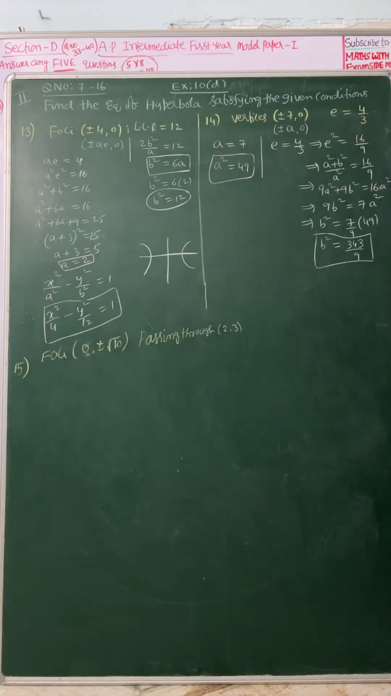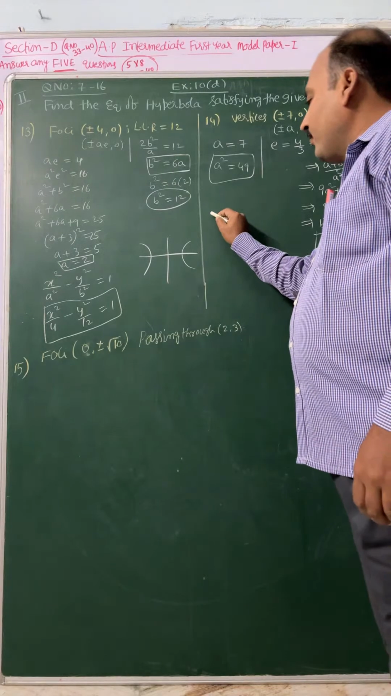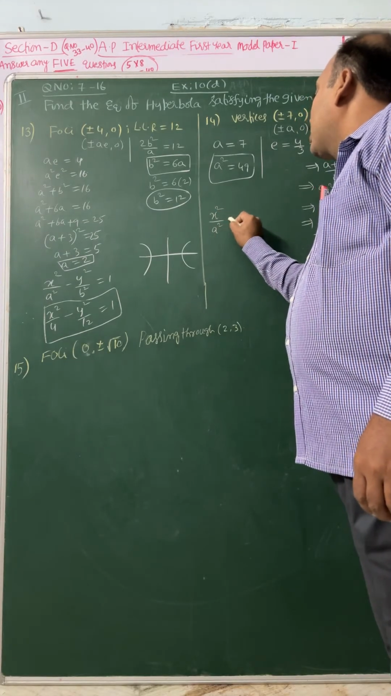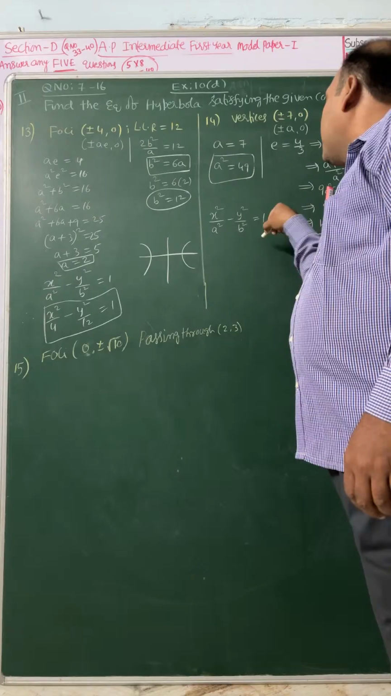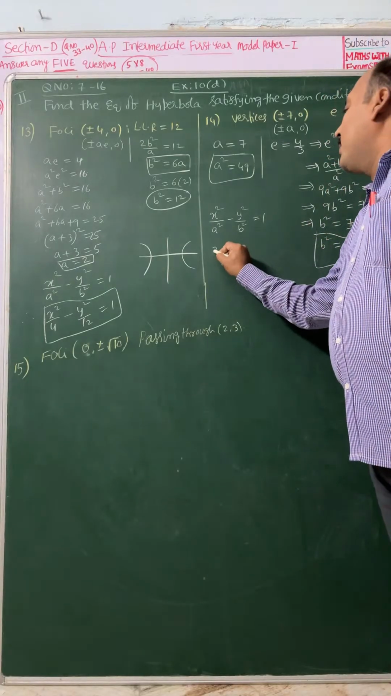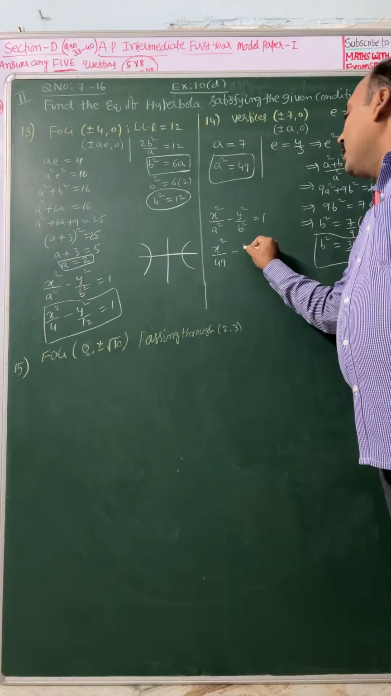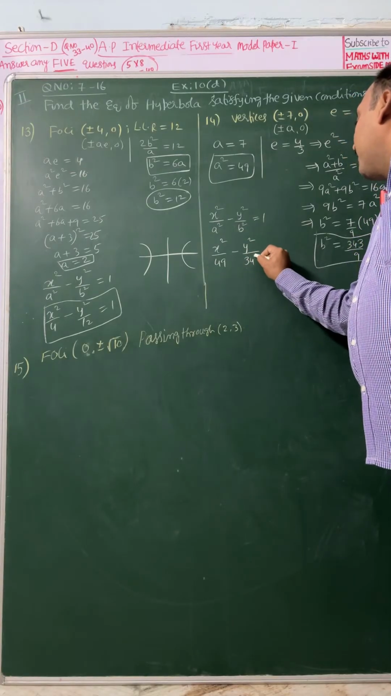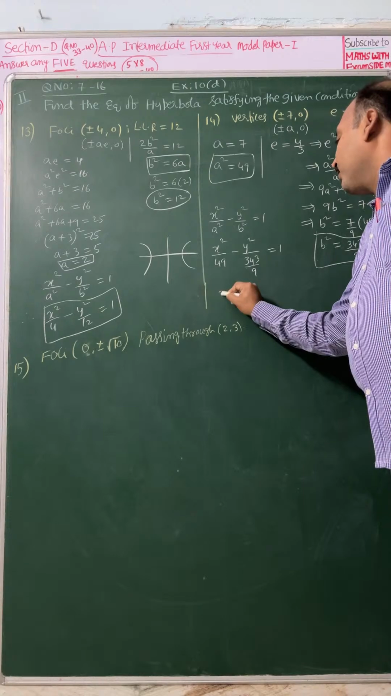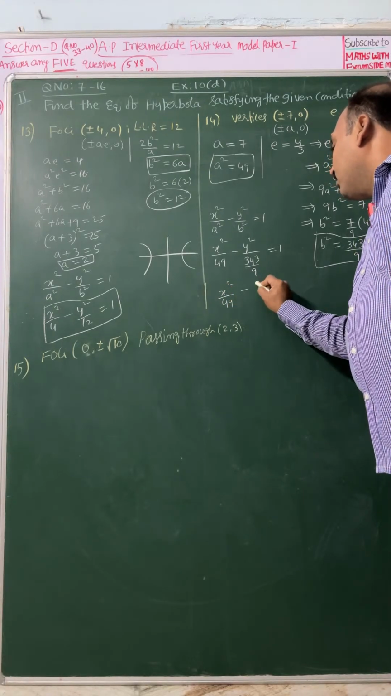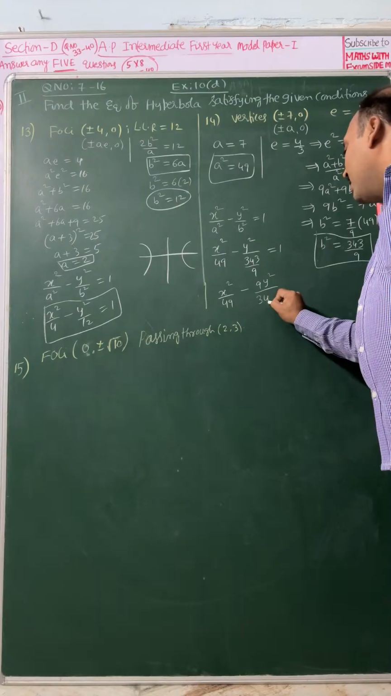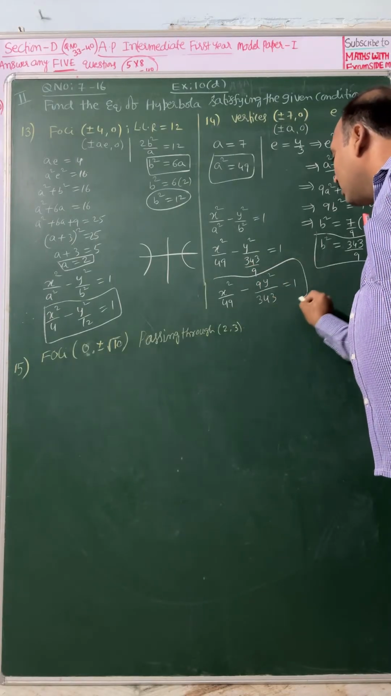So therefore x square by a square minus y square by b square equal to 1 is the required equation of hyperbola. X square by 49 minus y square by 343 by 9 equal to 1. So x square by 49 minus 9y square by 343 equal to 1.